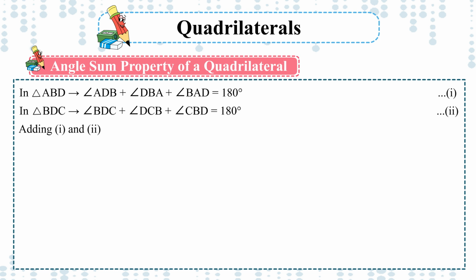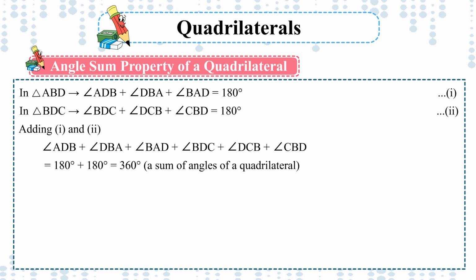Adding 1 and 2: angle ADB plus angle DBA plus angle BAD plus angle BDC plus angle DCB plus angle CBD is equal to 180 degrees plus 180 degrees equals 360 degrees, the sum of angles for a quadrilateral.